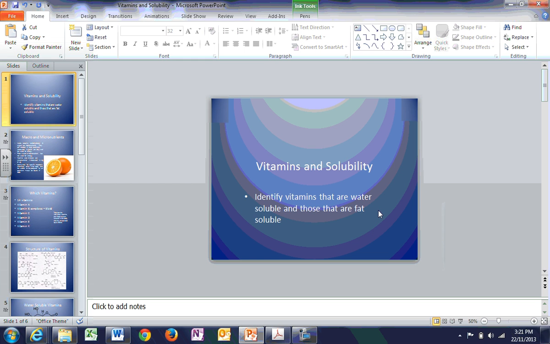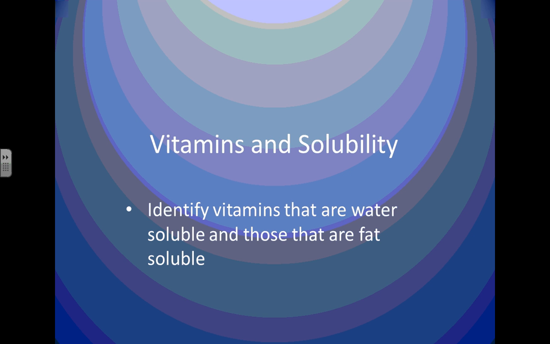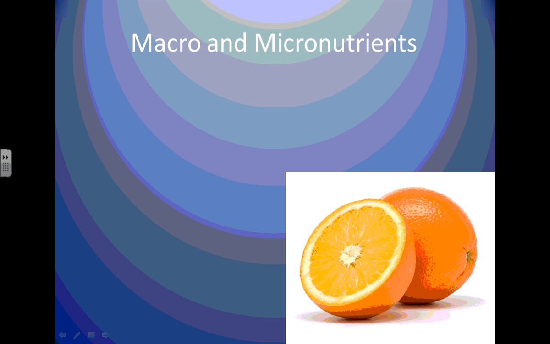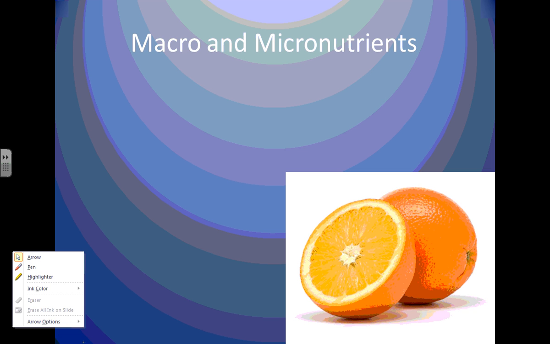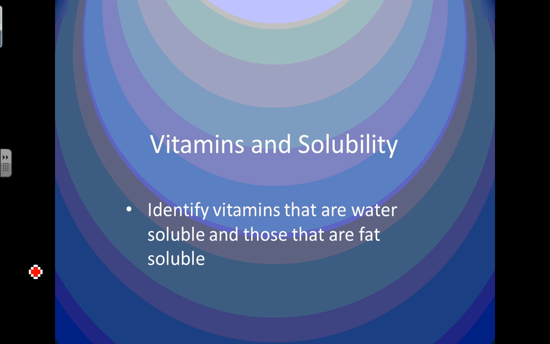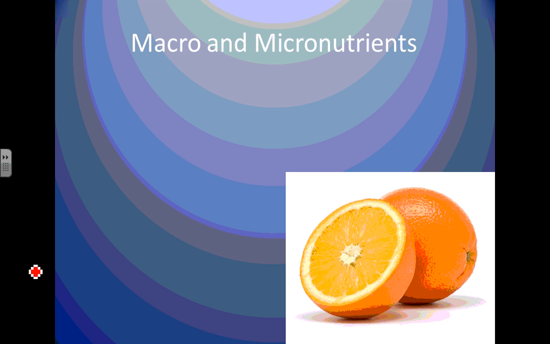Alright, so we're going to talk about vitamins today, and in particular, their solubility and what it is that makes them soluble, or rather, the implications of their solubility. Now, first off, we need to discuss what a macronutrient and a micronutrient is.